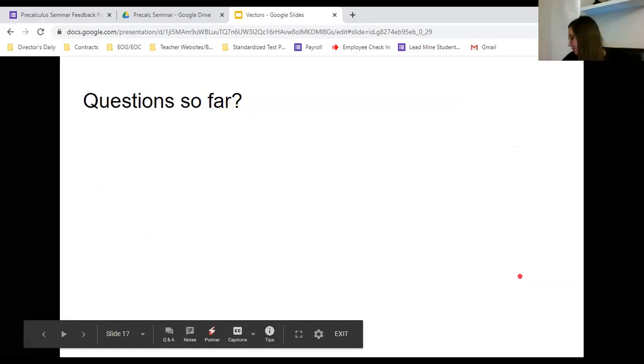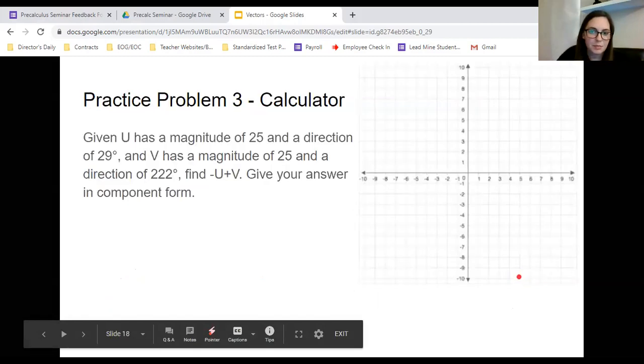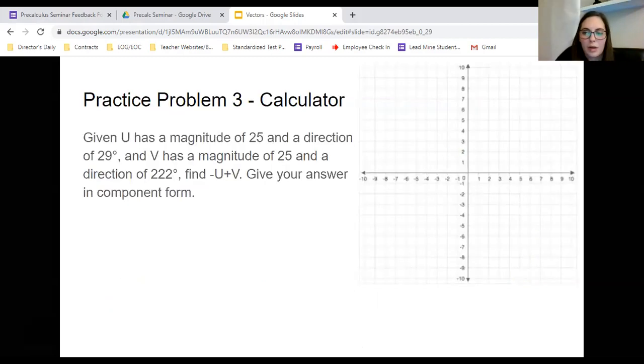We've got a couple practice problems to do. And this one, we are going to use the calculator for. This one's kind of a tough one. We have to be really careful of this angle here. So that's my hint that I'm going to give to you guys. I'm going to give everybody another 3 minutes to see if you can figure it out on your own.